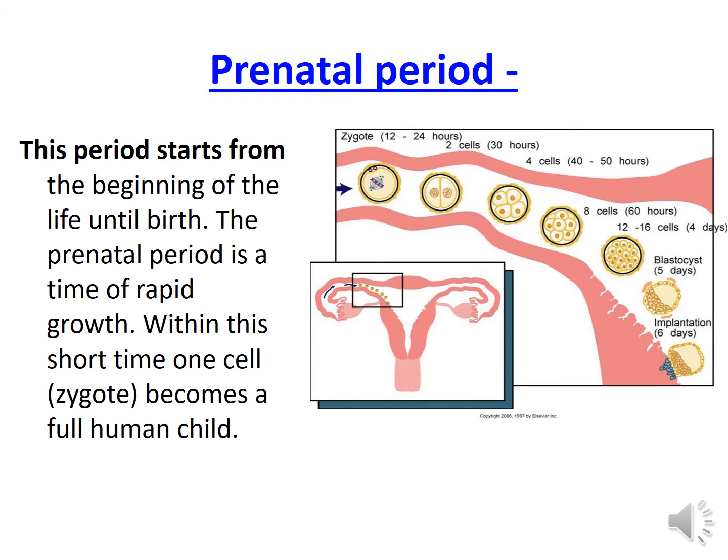Prenatal period. This period starts from the beginning of life until birth. So this is the whole time of pregnancy, when the baby starts their human journey from one cell that is called zygote to become a full human child. You can see in the picture how the zygote is formed, and finally it ends its journey as a full human child.